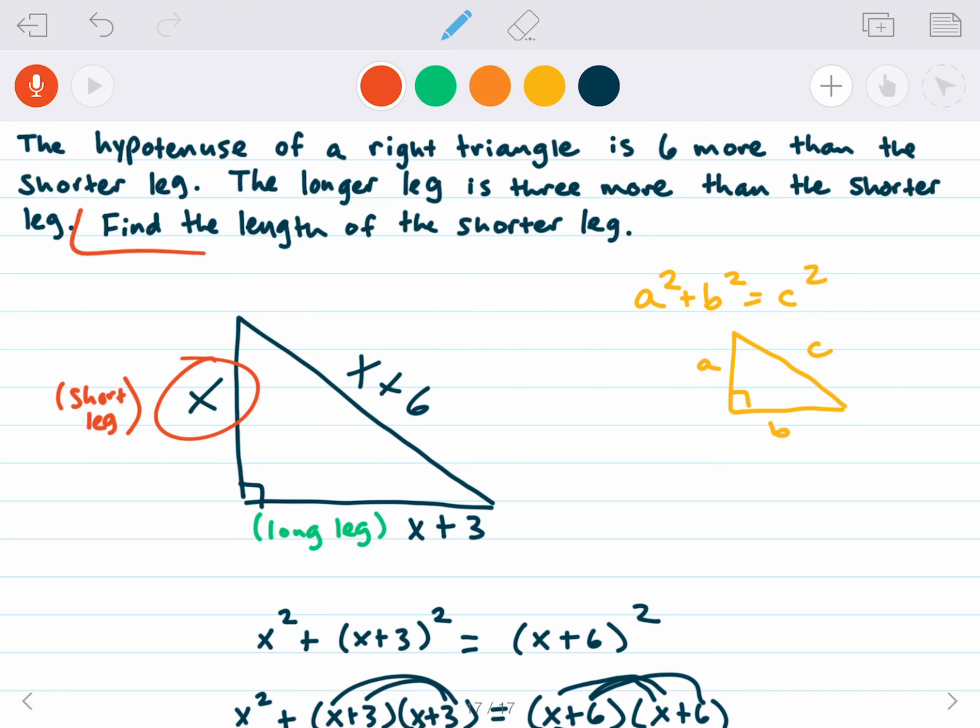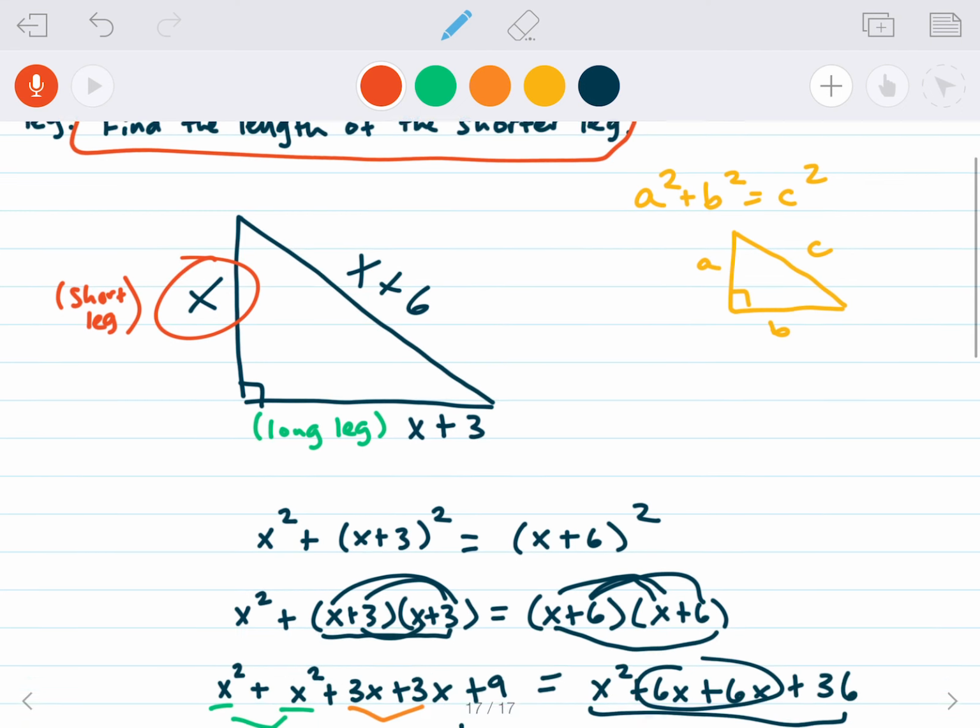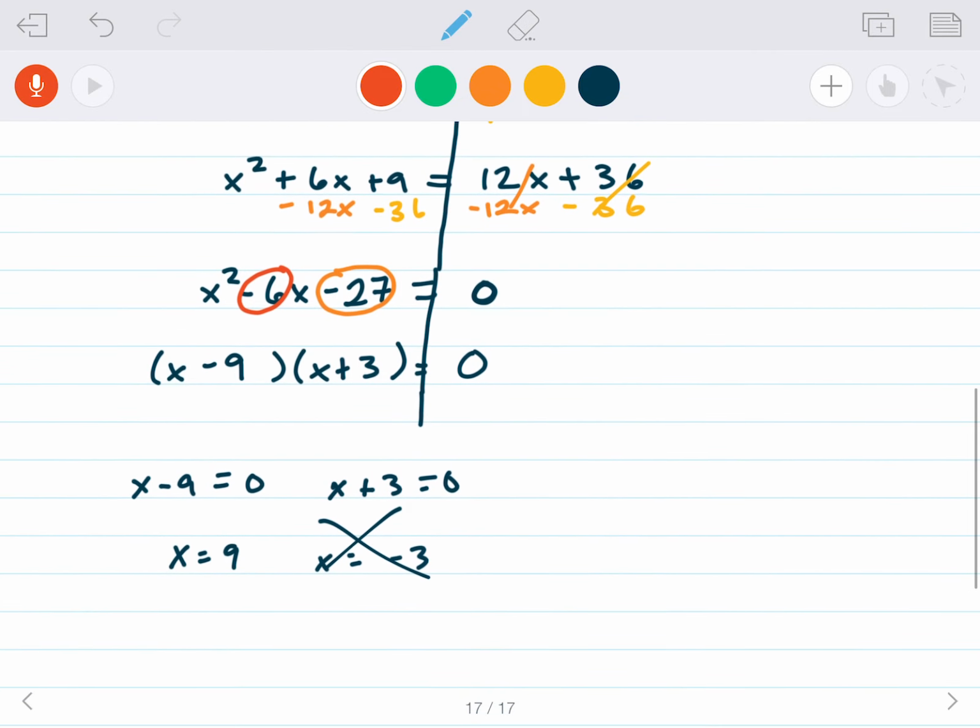What did we want to do? We wanted to find x. We wanted to find the length of the short leg, and we got it. We got that x is equal to 9. So this is our answer here.